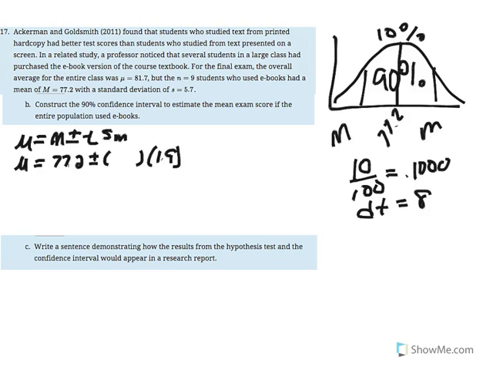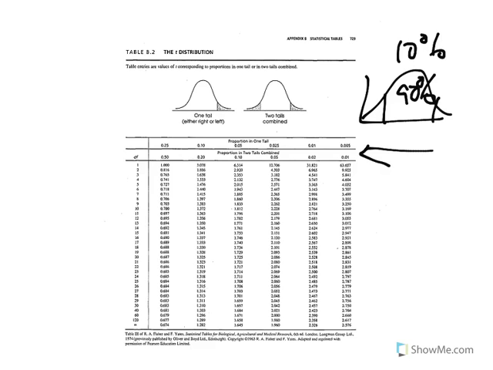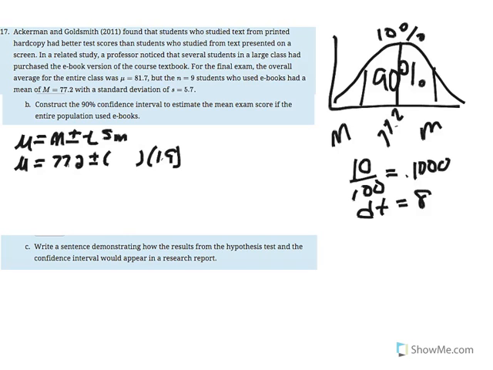So let's turn our attention to our t distribution. Okay, so like we just indicated, we're looking for 90% in the middle, meaning we have 10% in the tails. So it's a two-tailed process when we're calculating the confidence interval. So we look for 0.1 there. Our degrees of freedom for this problem are equal to 8. So we're going to see where those two things intersect, and it gives us a t equal to 1.860. So that's the value we're going to use in our calculation.